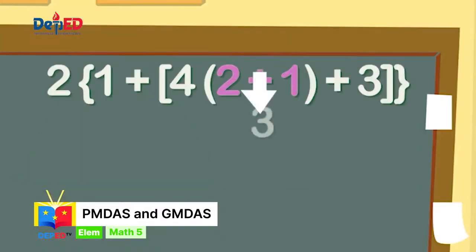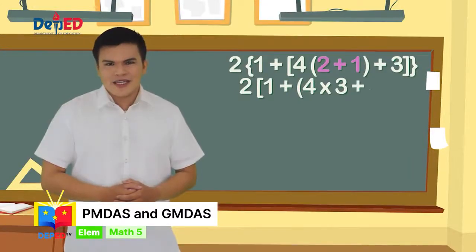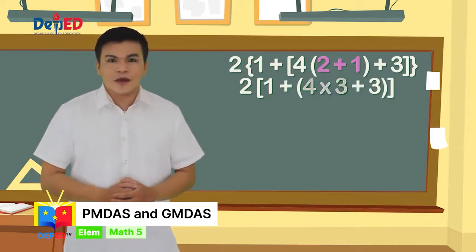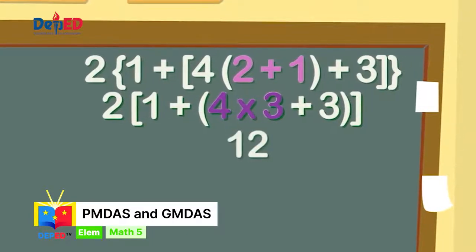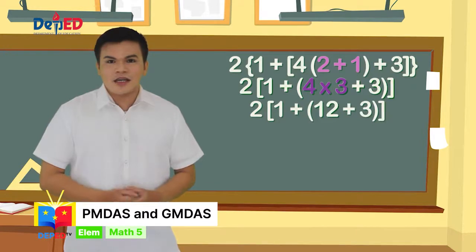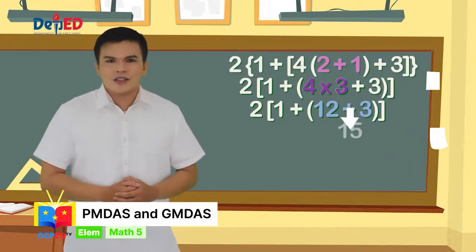2 plus 1 is equal to 3. Now we have 2, open bracket, 1 plus, open parenthesis, 4 times 3 plus 3, close parenthesis, close bracket. Then, apply Rule 2 by multiplying 4 by 3. 4 times 3 is equal to 12. That gives us 2, open bracket, 1 plus, open parenthesis, 12 plus 3, close parenthesis, close bracket. This time, let's apply Rule 1 by getting the sum of 12 plus 3 which are left inside the parentheses. 12 plus 3 is equal to 15.